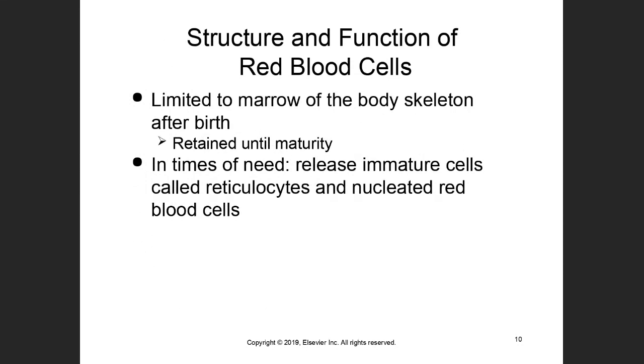Structure and function of the red blood cell: limited to the marrow of the body skeleton after birth, retained until maturity. So the bone marrow is where the red blood cells are formed when you are an adult, okay? Because in the embryonic period, red blood cells are first formed by the liver, then by the spleen, and when you are in childhood, then everything goes to the bone marrow.